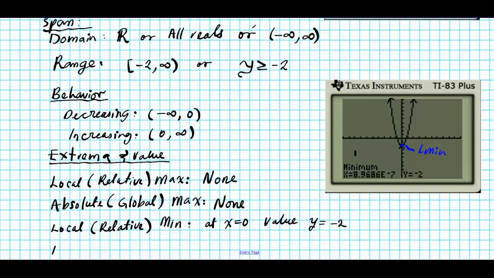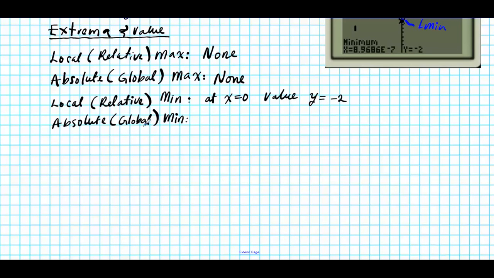Now, do we have an absolute or global min? The answer is yes, because if you look at the end behavior, the left end behavior is infinity, right end behavior is infinity, so they will go up forever. So we know for a certainty that this is the lowest point, okay, forever in this graph. So the absolute minimum happens to be the only local minimum that we have also. So it's at x equals 0, and the value is y equals -2.